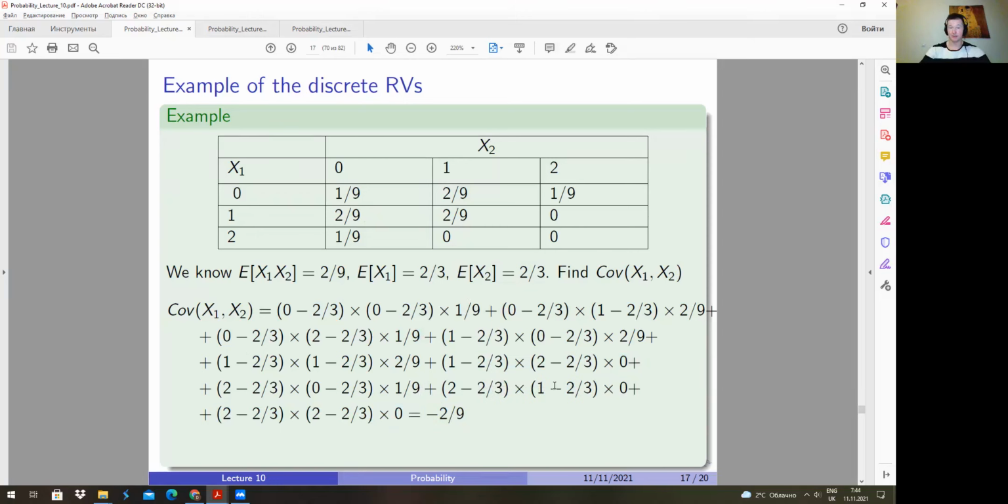Or I can use the other formula and say that the covariance of x1 and x2 is this expectation. You remember that this expectation was also somewhat long to calculate, but we found a way to simplify because of a lot of zeros. Well, it's just 2 over 9 minus 2 over 3 times 2 over 3, which is 2 over 9 minus 4 over 9, and finally it gives me minus 2 over 9. Much faster and much simpler.